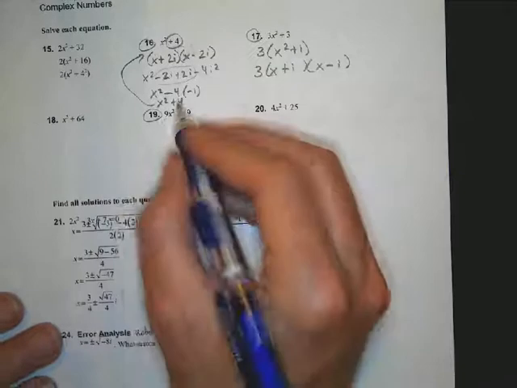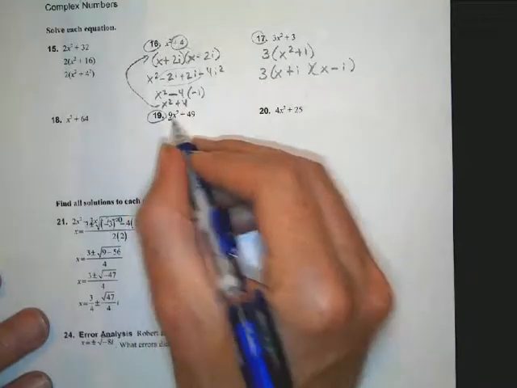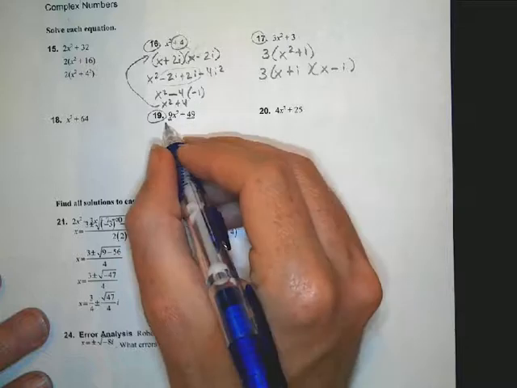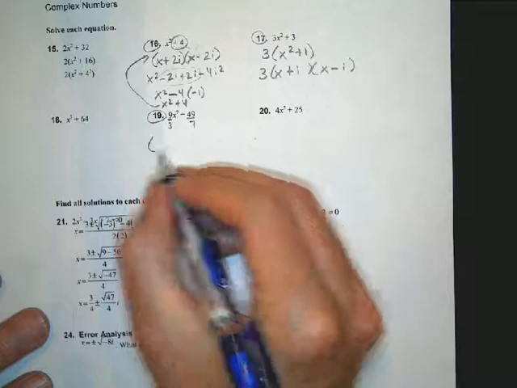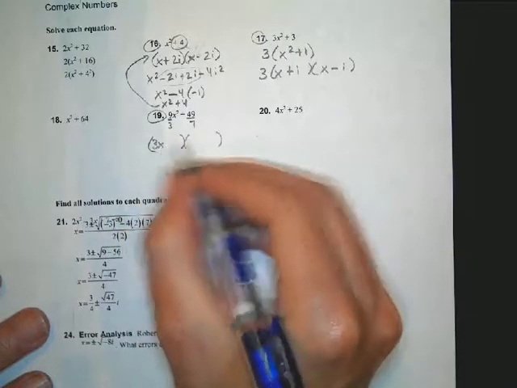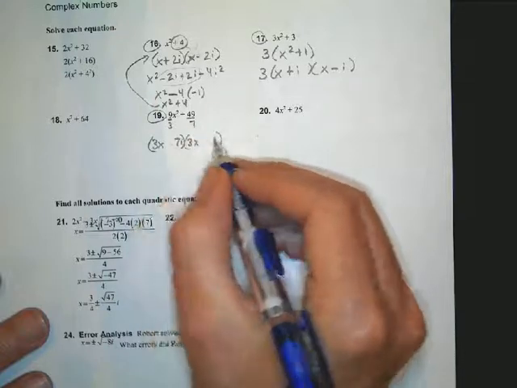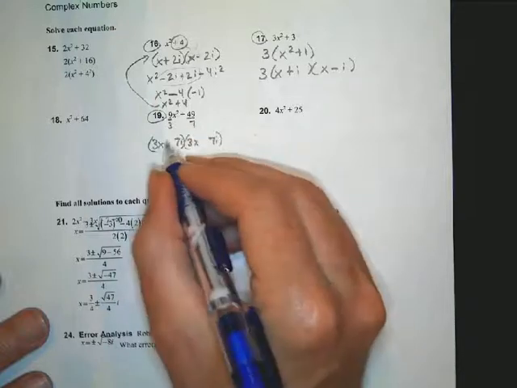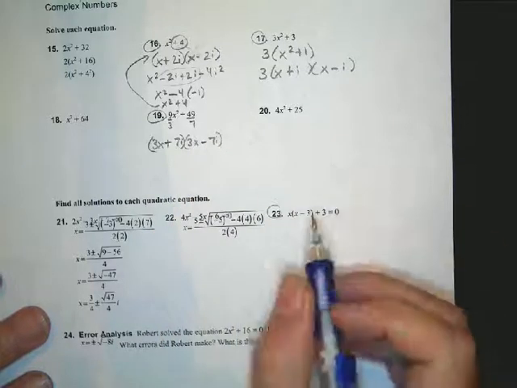Looking at number 19, the same idea is in fact here. I have two squared numbers. 9 is 3 squared, and 49 is 7 squared. So when I break this apart, I'm going to have 3x here and 3x here, and I have a 7i and a 7i. One is positive, one is negative, and that's all I'm going to do on that one there.